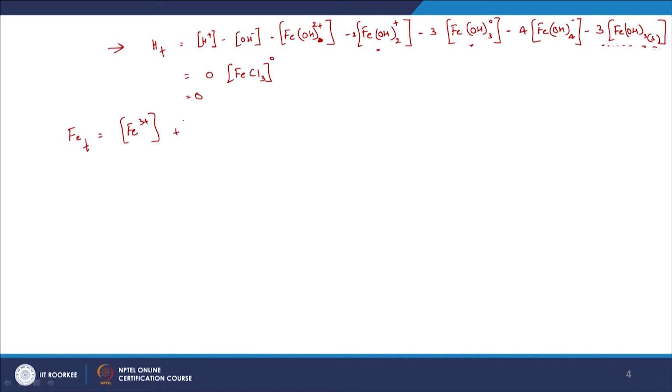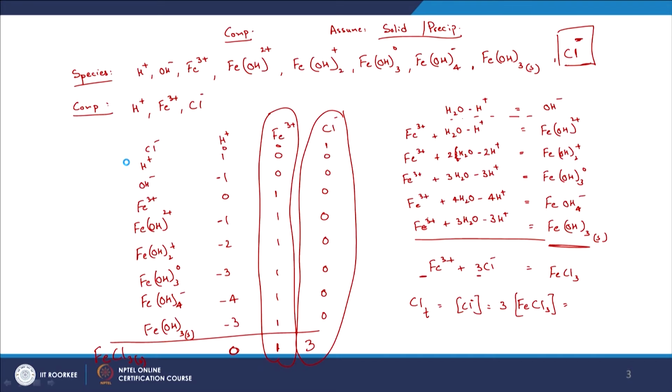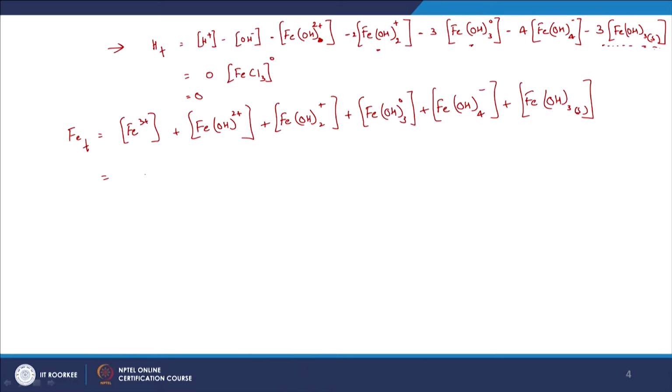So Fe3 plus what else please? FeOH2 plus charge plus FeOH twice plus 1 charge plus FeOH thrice no charge plus FeOH4 negative charge, and also the solid, right. And obviously again, what is this equal to? And again I am going to go back to here. I see that it is 1 times the recipe species concentration, right. So that is equal to 1 times FeCl3 naught, right.